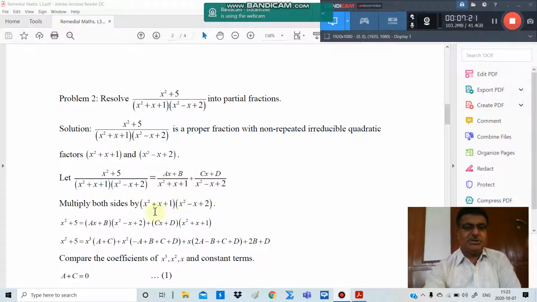For simplification, multiply both sides by x square plus x plus 1 and x square minus x plus 2.